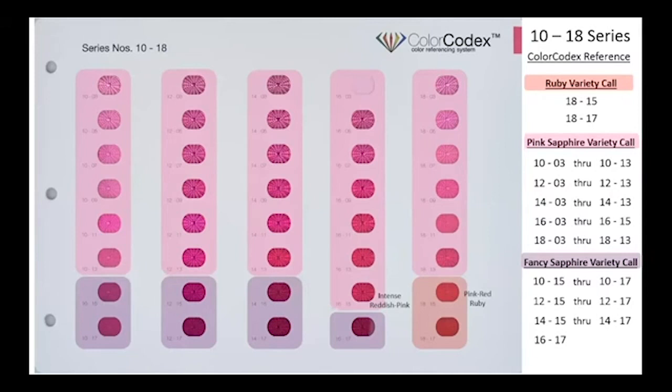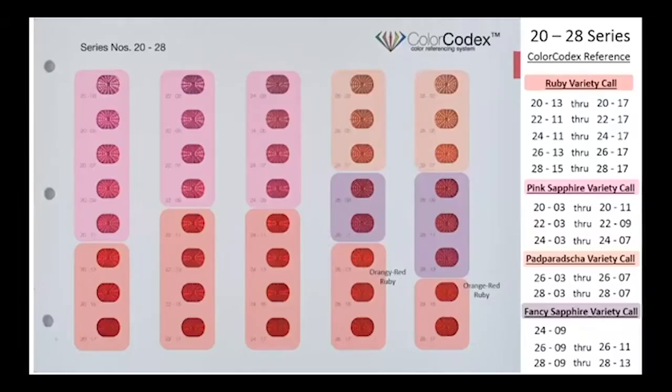As you progress to the left, you're going to see increasingly more purple coming into play. But as you increase the saturation, there's a point where you're no longer being classified as a pink sapphire, but you're not a ruby either. You're more in a fancy sapphire range. Where you first start to see the ruby designation is in the lower right-hand corner. And so this is the first time where you start to see the progression of what we've classified as a ruby.